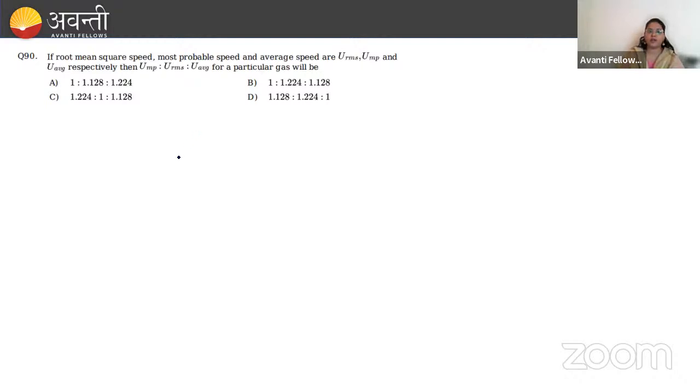If root mean square speed, most probable speed and average speed are these, then what is the ratio of them for a particular gas? So you know what is root mean square velocity, what is most probable velocity, and what is average velocity. Do you know the formula? You should know the formula, right? For root mean square velocity, the formula is 3RT by M, right? Formula is this. For most probable, the formula is what?